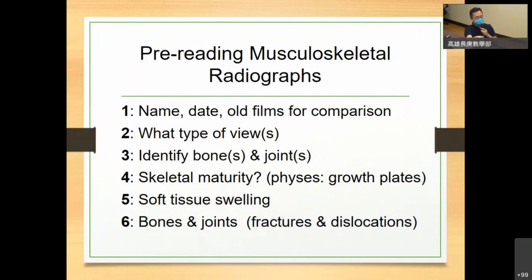Another part is radiography. After you take the history and do the physical examination, you will arrange radiographs for your patient. You should notice the patient's name, the date, and what kinds of views you should take. You should notice what bones and joints you want to see. And if you want to know the skeletal maturity, whether the patient still has open physes, the physis is not yet closed, you should know the physis.